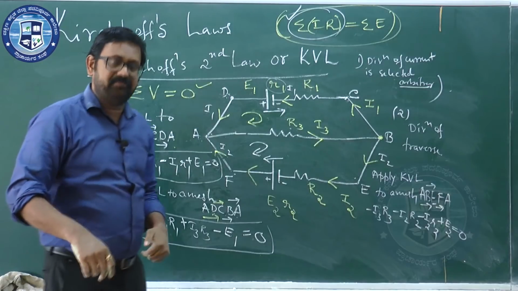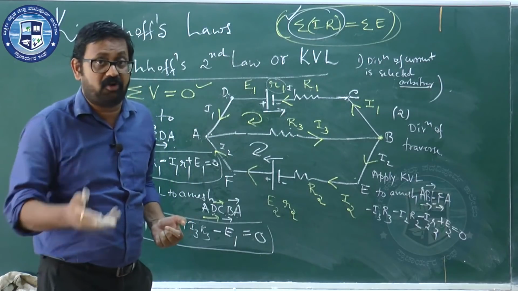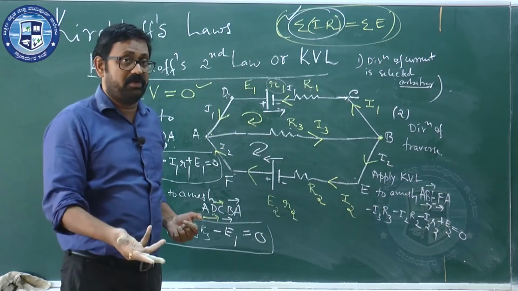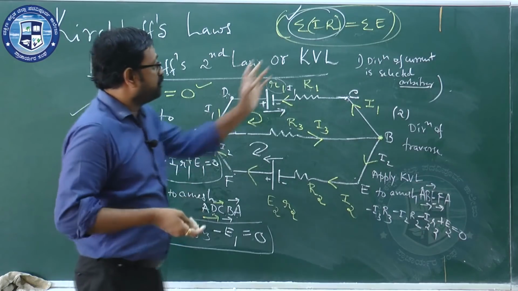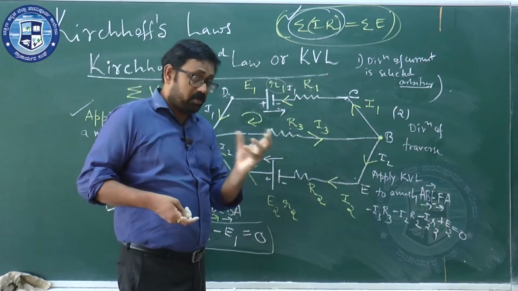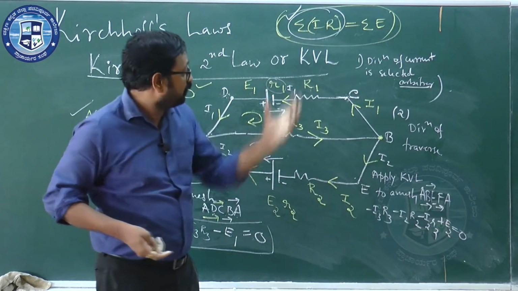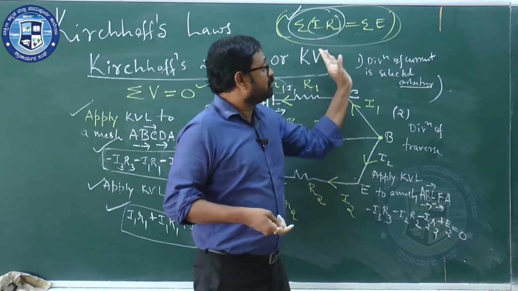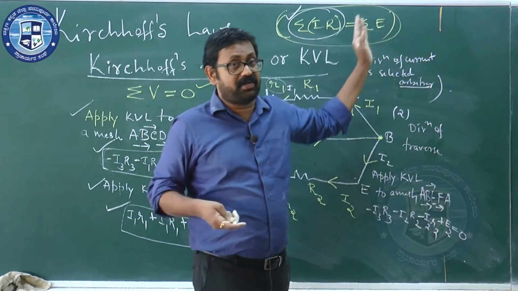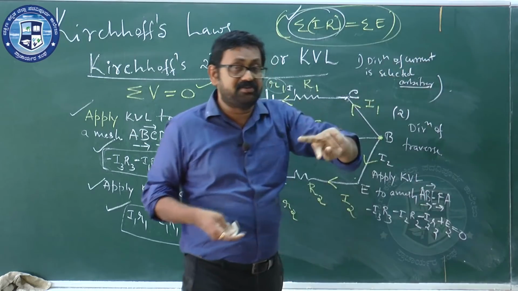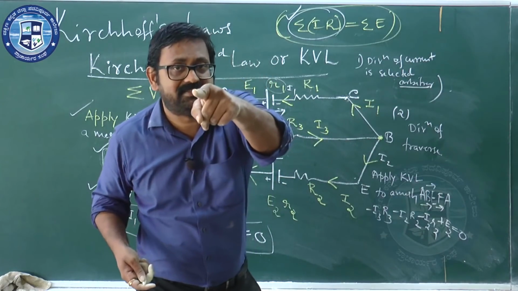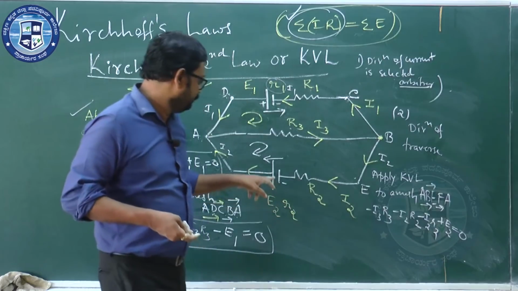For the mesh you have to select one particular direction of traverse, either clockwise or anti-clockwise. First you have to see the product of IR. When you go for the product of IR, use the same sign convention that I explained to you. Understood? That is at the left side. Then if you write the algebraic sum of EMF at the other side, you have to reverse the sign convention for EMF which I said. You know what I mean by reversing?